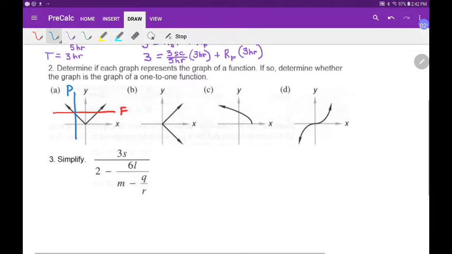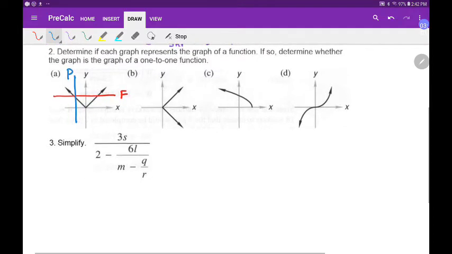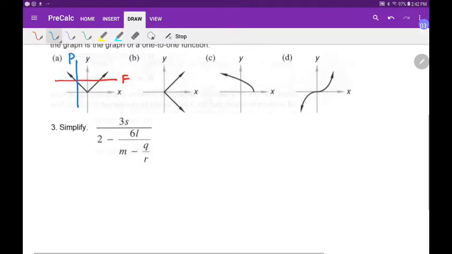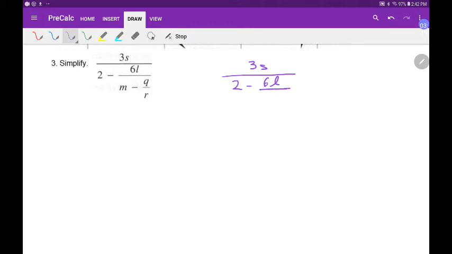If it passes the vertical line test, then we care about the horizontal. If it doesn't pass the vertical, we don't care about the horizontal. Okay, simplify. Well, let's see. I guess I better copy this out. I write my L's like that, sorry.